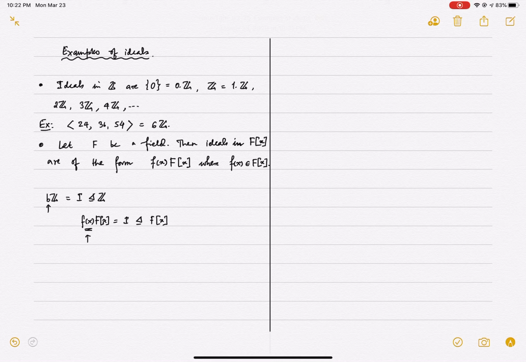You take this to be, size corresponds to degree here, right? So you take f(x) to be the smallest degree non-zero polynomial in I. And then pretty much the same proof goes through. You do division with remainders and exactly the same argument. Okay. So this much we know.